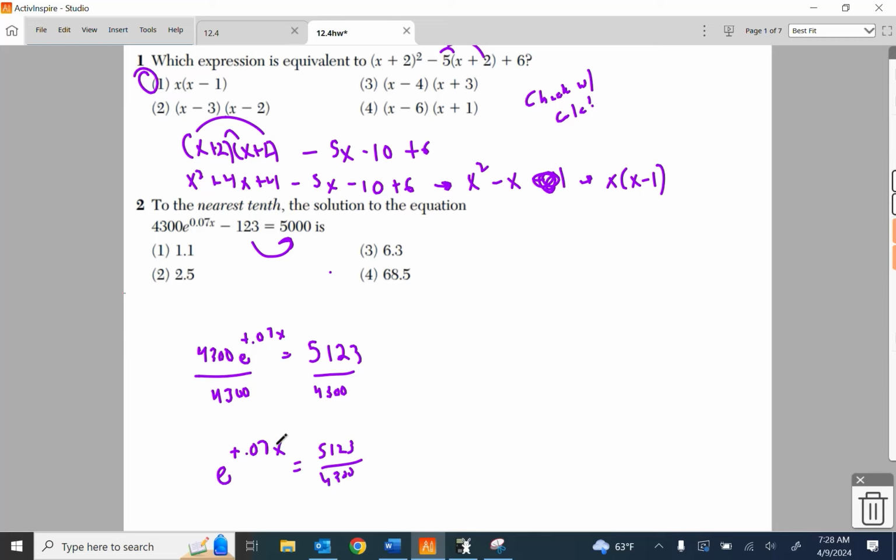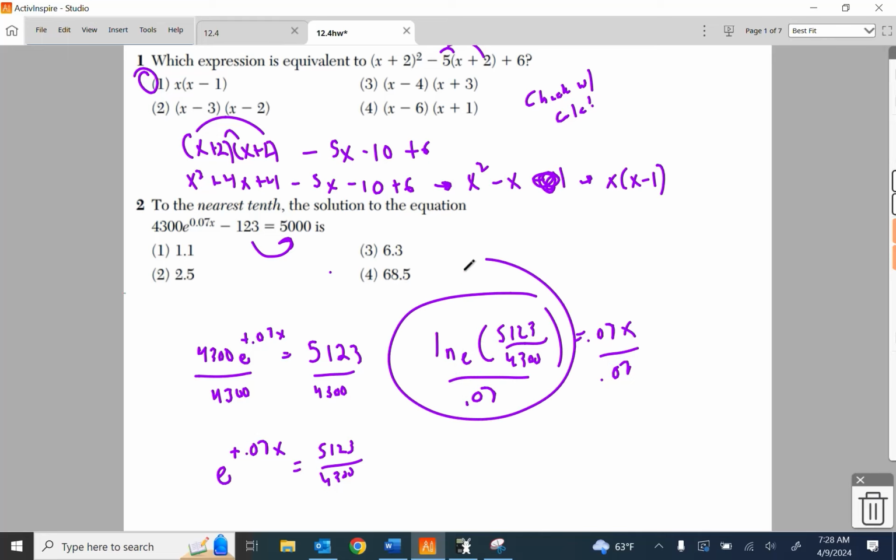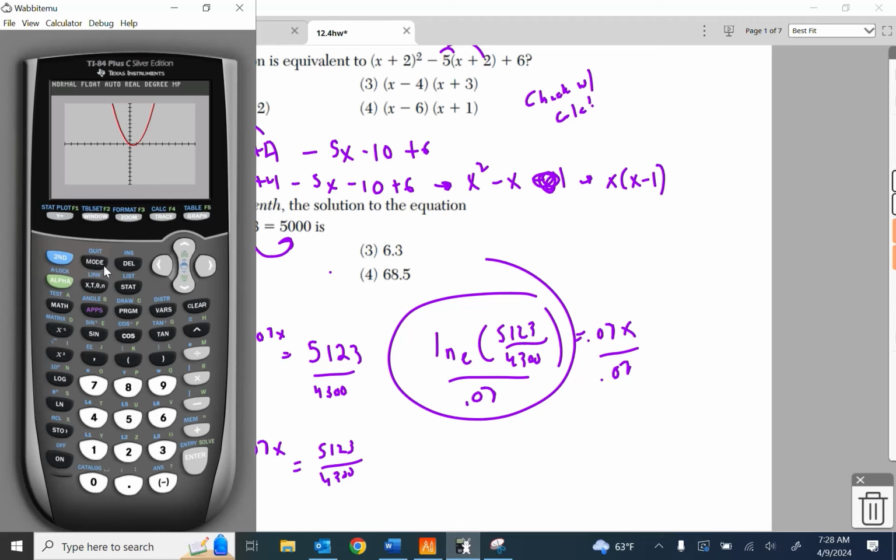And what I'm going to do is I'm going to do log is base e. So ln, argument is going to be this. And that's going to equal 0.07x. And the next thing I would do is I'd divide out the 0.07. And this is what I have. There's my answer. So let's see what that is. We have the natural log of 5123 sitting over 4300, divided by 0.07. There's my answer, roughly 2.5.